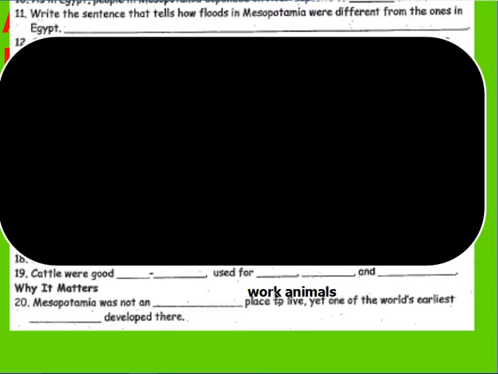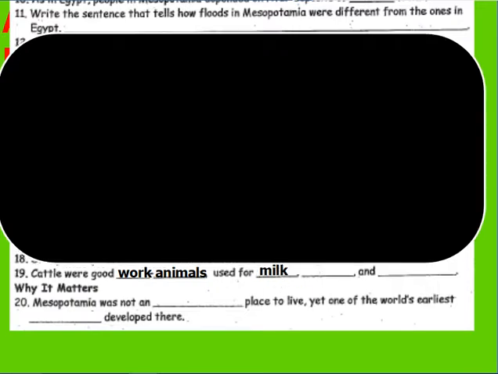Their cattle were really good work animals. Okay? And they used them for things such as milk. They also used them if they were going to eat them. They used them for meat. And then when they didn't want to lose any of the good parts of the cow if it was dead, they would actually use their hide to make leather, which we still do today.